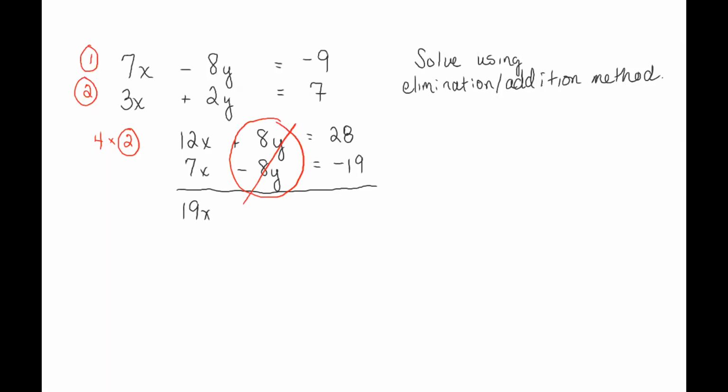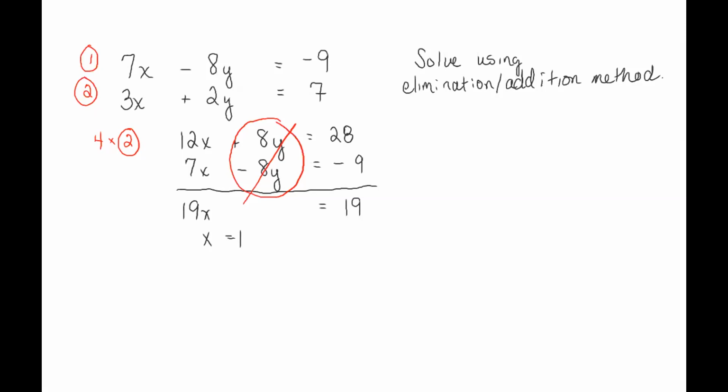And 28 plus -19 is... that was me copying the problem down wrong. That wasn't -19, that was -9. 28 plus -9 is 19. I think I was jumping ahead to the next line. And then we can divide by 19 to get x equals 1. So Megan said she had 1 for x, so that looks good so far.